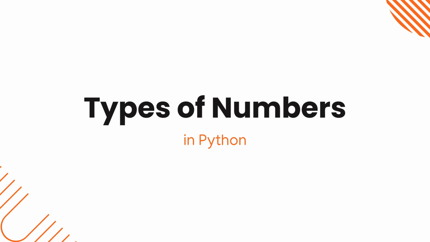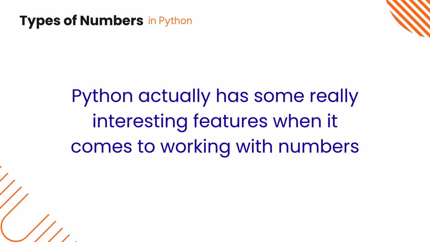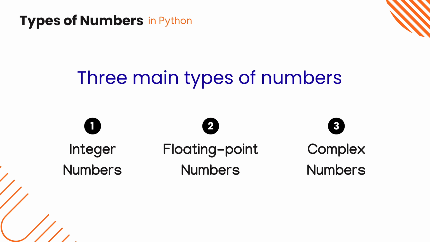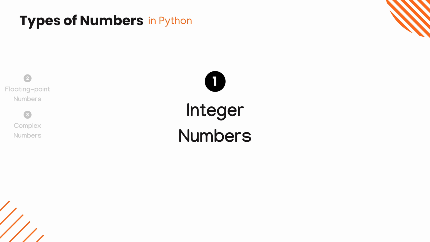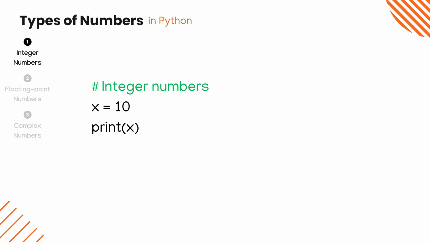Hello everyone. Today we are going to learn about types of numbers in Python. By the end of this tutorial, you will understand the three main types of numbers in Python. The first type is integers. These are whole numbers with no decimal point.